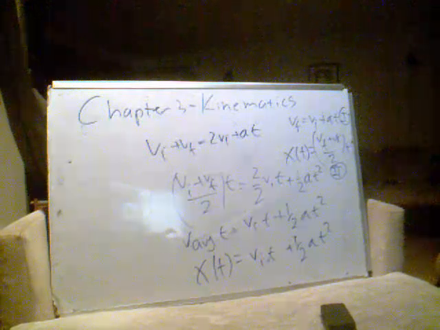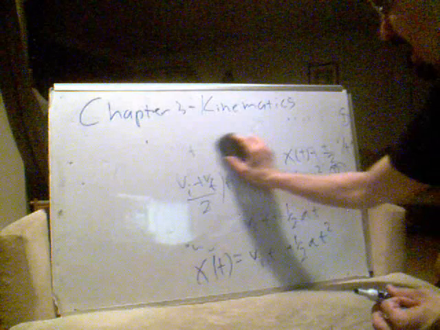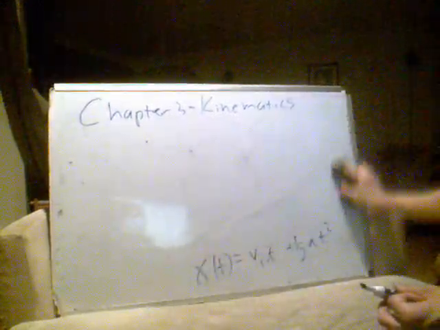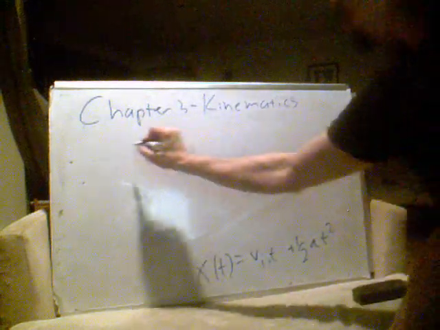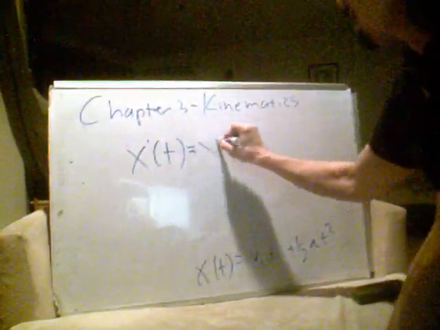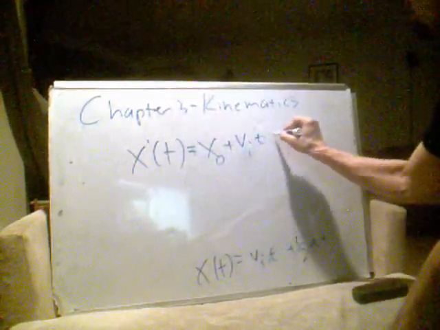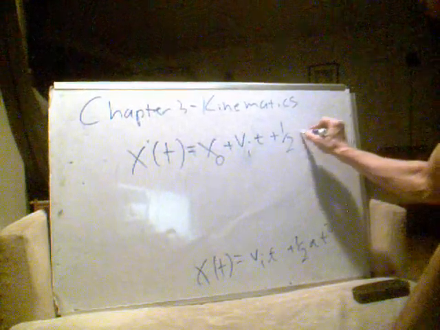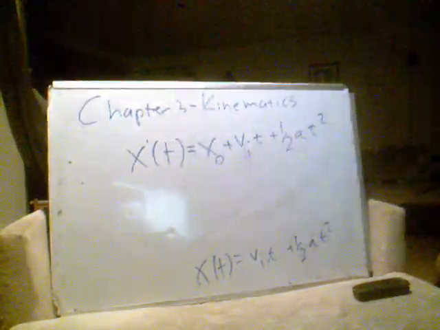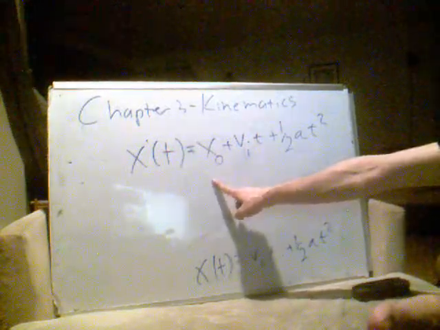Now we sort of missed one important piece of information, and I'm going to add it here. Your position as a function of time is equal to your starting position plus your initial velocity times time plus 1/2 times your acceleration times time squared. This piece is your starting position.